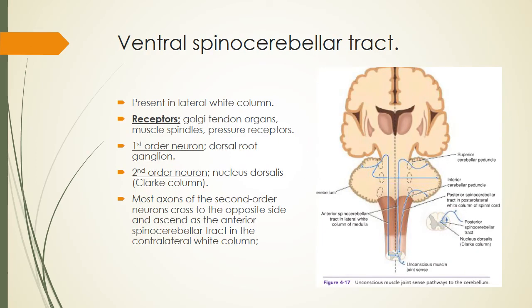The next is the ventral spinocerebellar tract. It is also present in the lateral white column. The receptors are the same. The first order and second order neurons are the same. But most axons of the second order neurons cross to the opposite side and ascend as the anterior spinocerebellar tract in the contralateral white column.